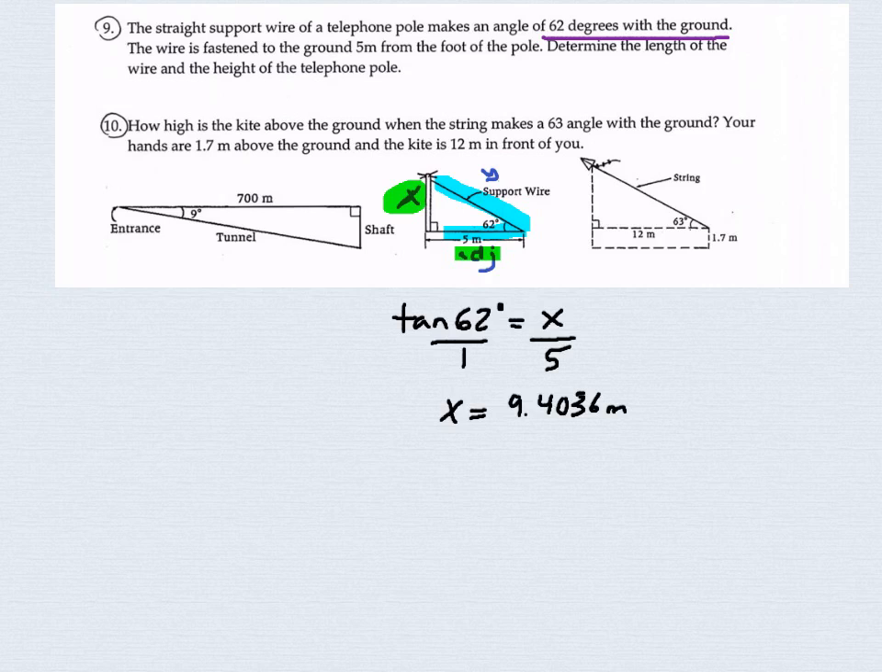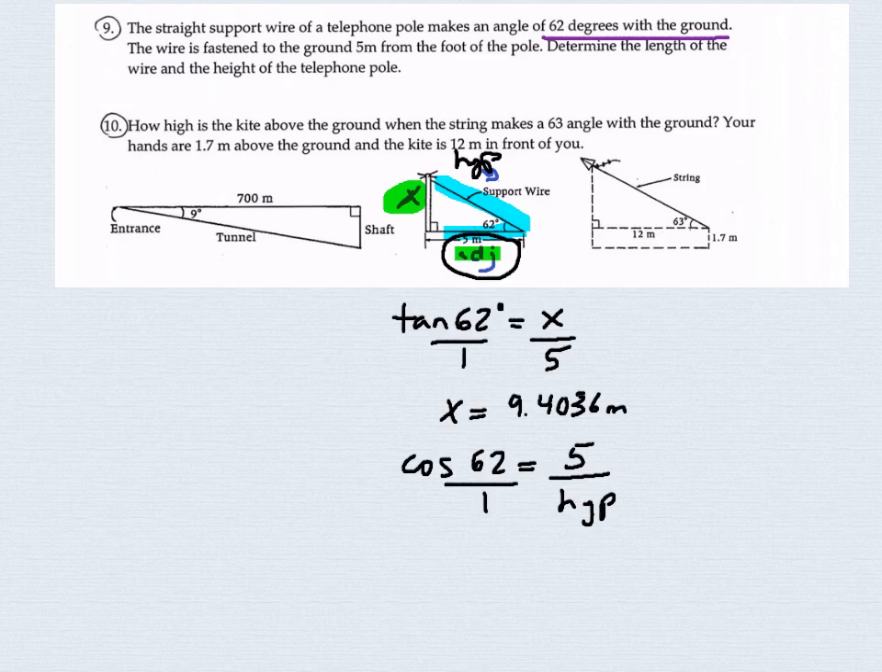To find the length of the support wire, that's y. And with respect to the 62 degrees, the y is the hypotenuse. So you're going to use a ratio with adjacent and the hypotenuse in it, you're going to pick the cosine ratio. So the cosine of 62, because it has adjacent in it, is going to equal the adjacent side of 5 over the unknown hypotenuse. Call it y, you call it whatever. In this example, the unknown is on the bottom. You're going to have to actually divide.